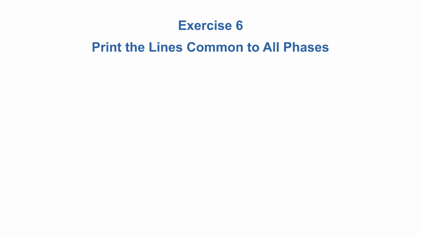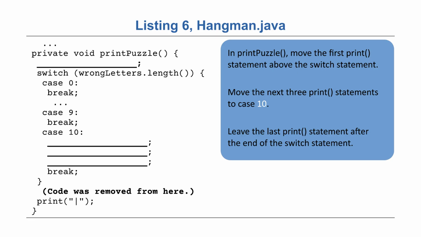Note that the first and last line of each phase is identical for all phases of the hangman. So let's print the first line before the switch block and the last line after the switch block. Exercise 6. Print the lines common to all phases. In Print Puzzle, move the first print statement above the switch statement. Then, move the next 3 print statements to case 10. Leave the last print statement after the end of the switch statement. Run it. What happened? It should have printed only the first and last line of the hangman.